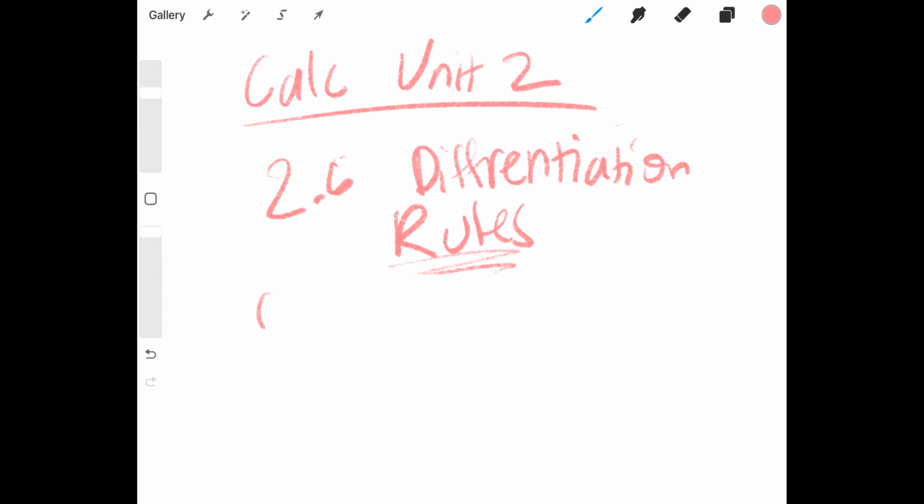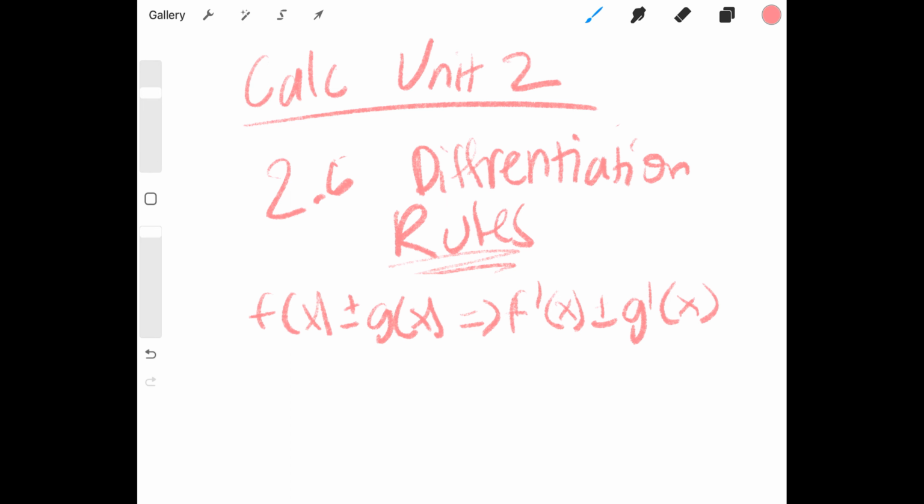f of x plus or minus g of x, if you take the derivative of that, it turns into f prime x plus or minus g prime x, right? For example, if you try to find the derivative of x squared plus x, the derivative of that is 2x plus 1. You just derive each part and then you add them. You can combine these rules and the power rule to find the derivative of polynomials like I did above.